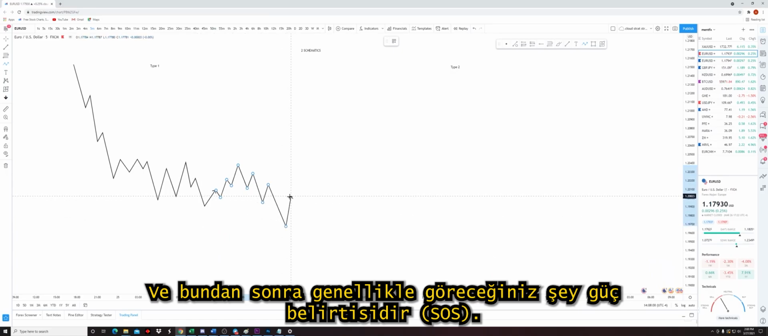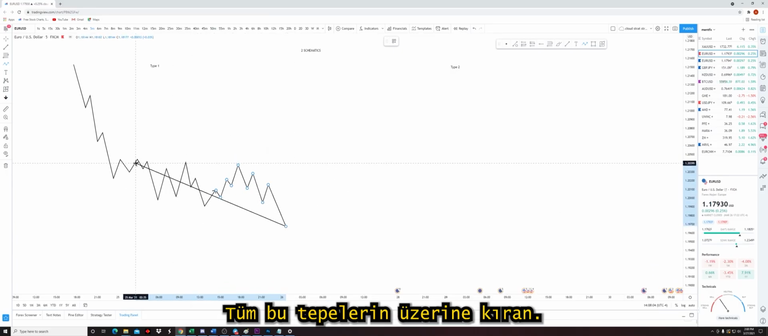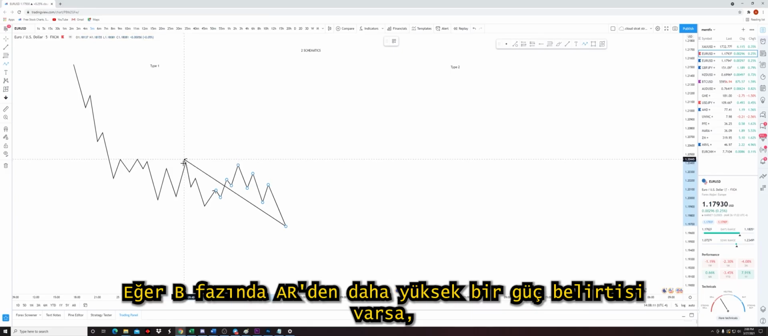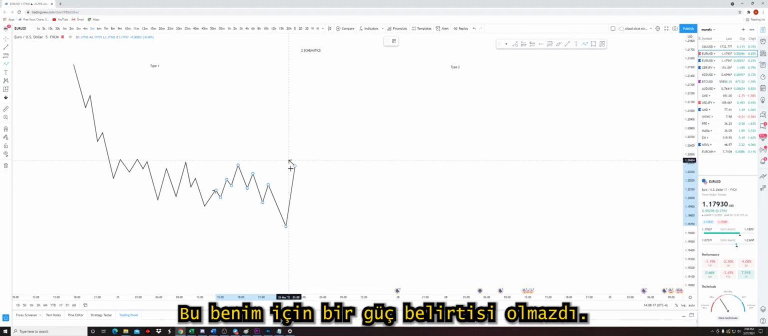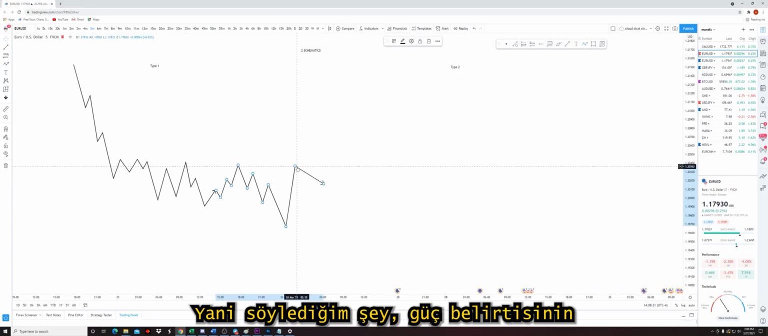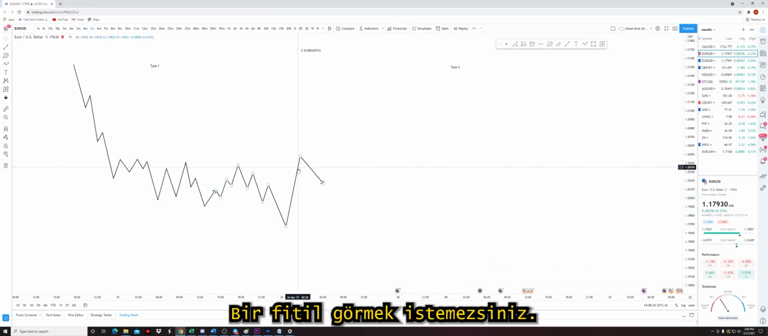And what you'll usually see after that is the sign of strength. Now, this sign of strength can come instantly, right? That breaks above all these highs. And usually you want to see it break above either the AR or the sign of strength in phase B. If there is a sign of strength in phase B that is higher than the AR, more often than not, you want to see the sign of strength. This would not be a sign of strength for me. The sign of strength would be above that point, right? So what I'm saying is you want to see the sign of strength get above, and usually be quite impulsive. You don't want to see it wick, ultimately.